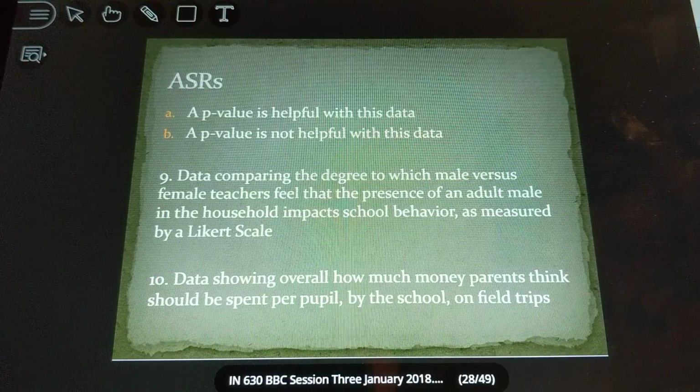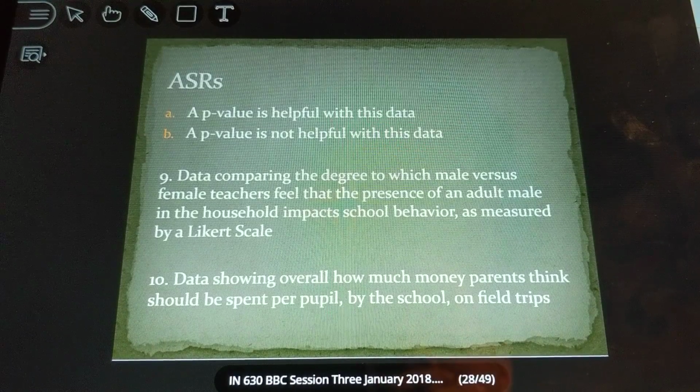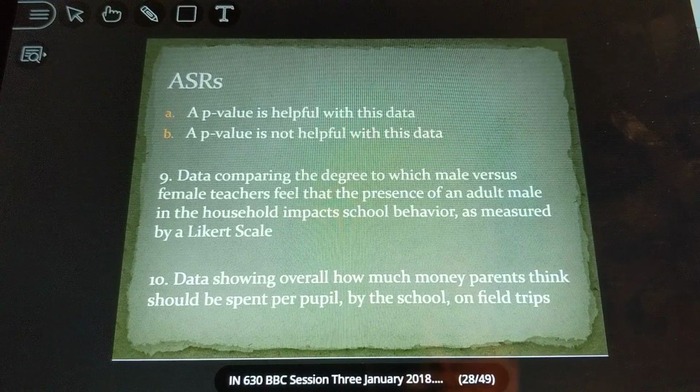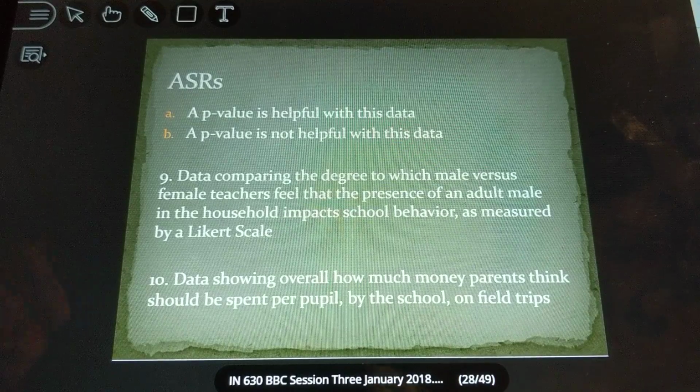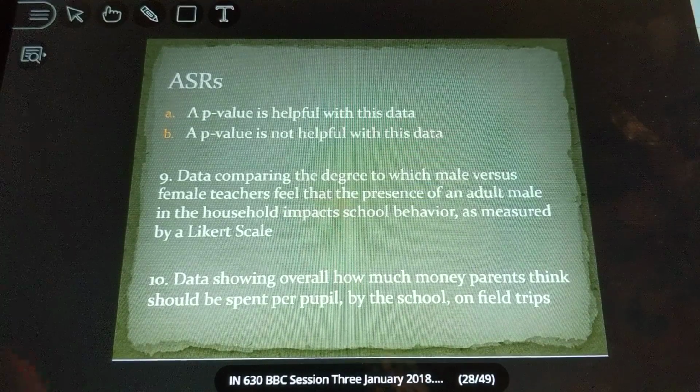All right, let's look here at number 9, and then go ahead and put into your chat box. Data comparing the degree to which male versus female teachers feel that the presence of an adult male in the household impacts school behavior as measured by a Likert scale. A, a p-value is helpful. B, a p-value is not helpful.